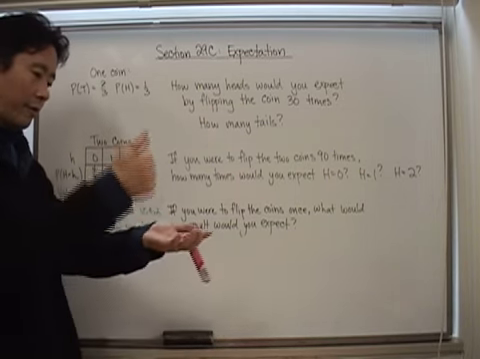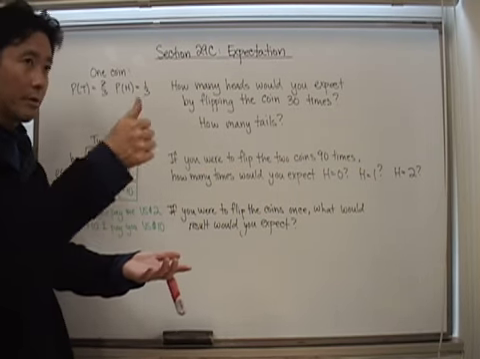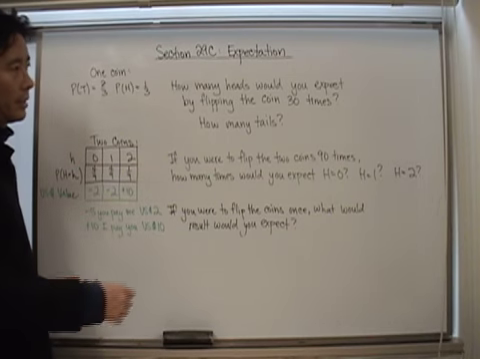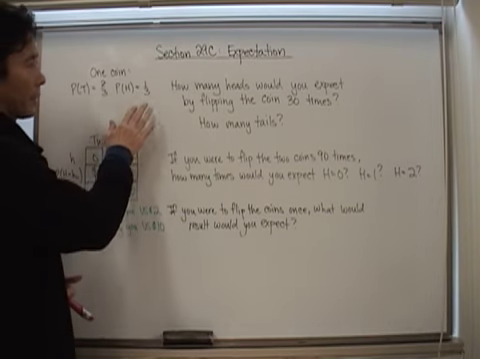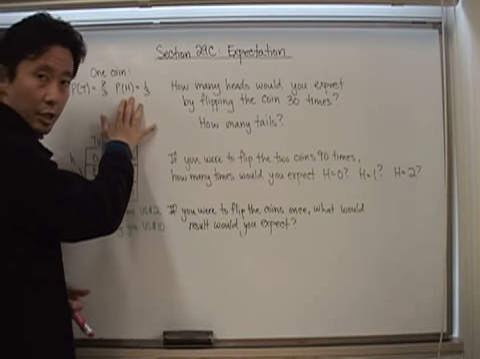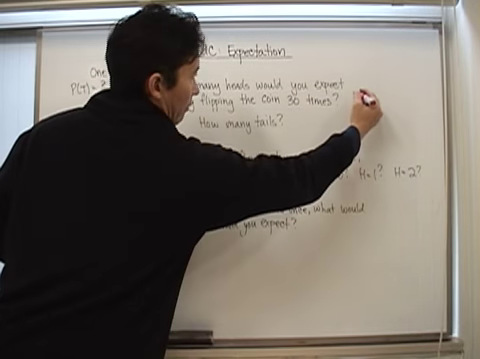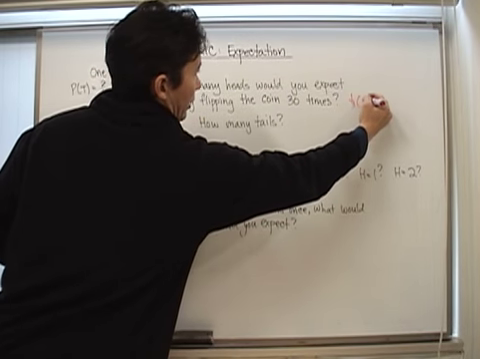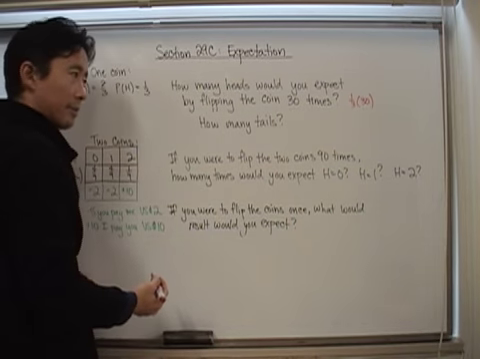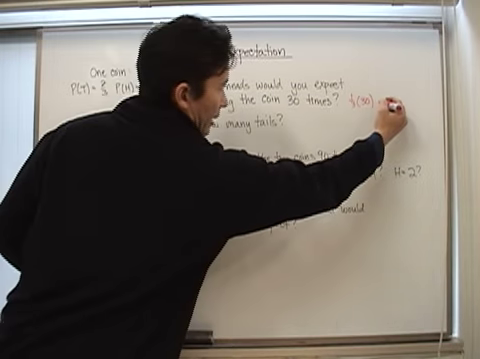So you flip it, you record the result. Flip it again, you record the result. You flip it again, you record the result. Now, based upon the fact that we know that the theoretical probability of having a head show is 1/3, I would hope that all of you would say 1/3 times 30, because 1/3 of those 30 times I should have a head.